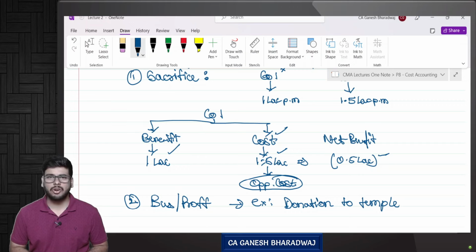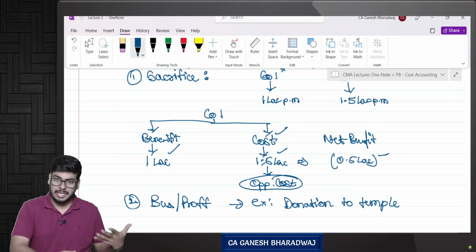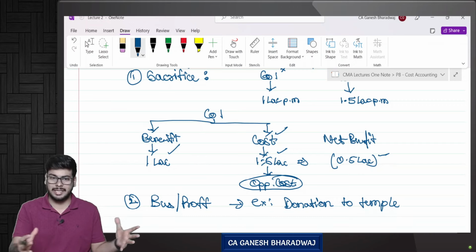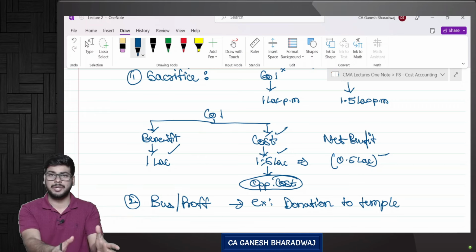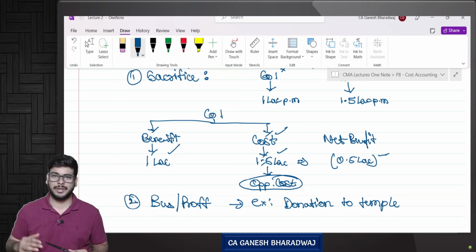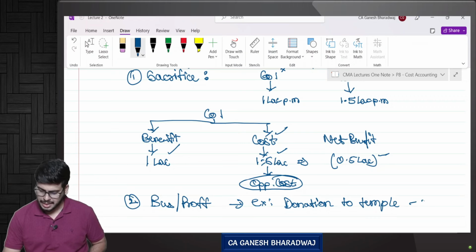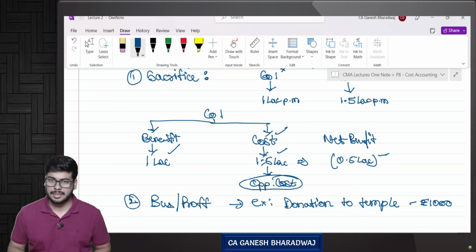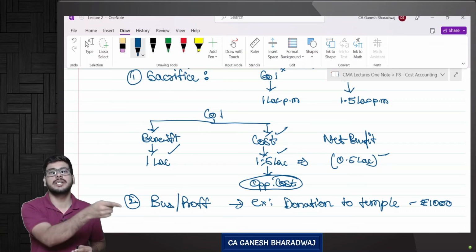Now, can this be called as a cost? No. Why? Because this is not relating to their business. So basically, material costs, labor costs, and all these things that you incur for the purpose of your business activity, that can be treated as cost. They paid, let us say, 1,000 rupees to a temple. Was that a sacrifice? Yes. But just because it is a sacrifice, will I call it a cost? No. Reason, that sacrifice should be relating to your business.